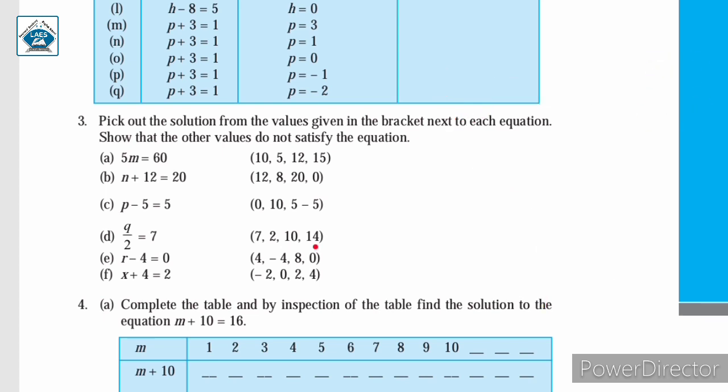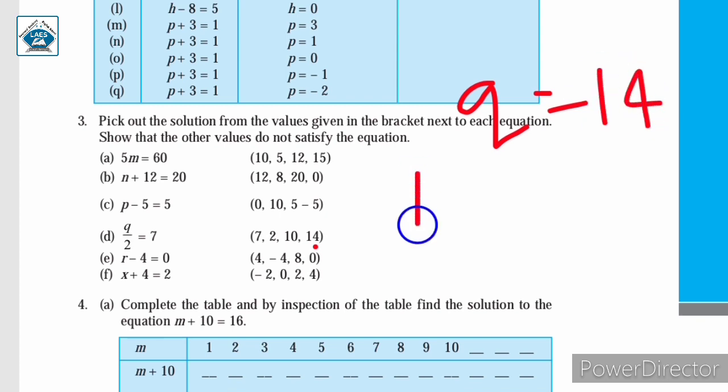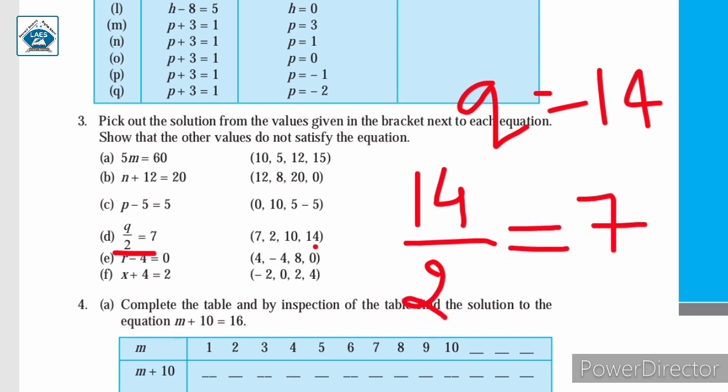The last value you are given is q is equal to 14. So when you take this and put it here in this equation, you get 14 divided by 2, which is equal to 7. So this is what the RHS in the question is. So here 14 divided by 2 is equal to 7. The equation is satisfied. Therefore, q is equal to 14 is a solution of the equation.